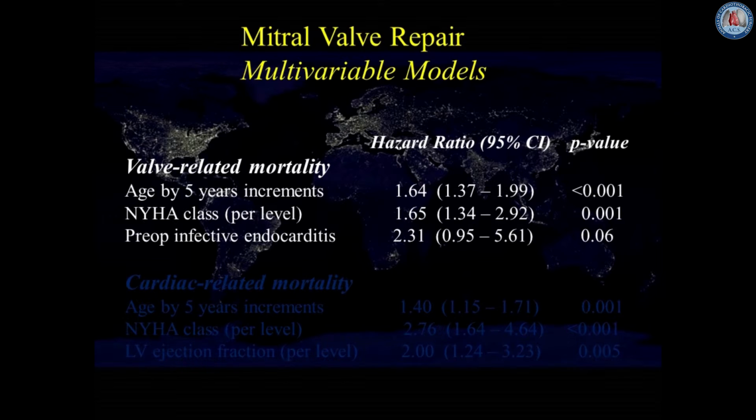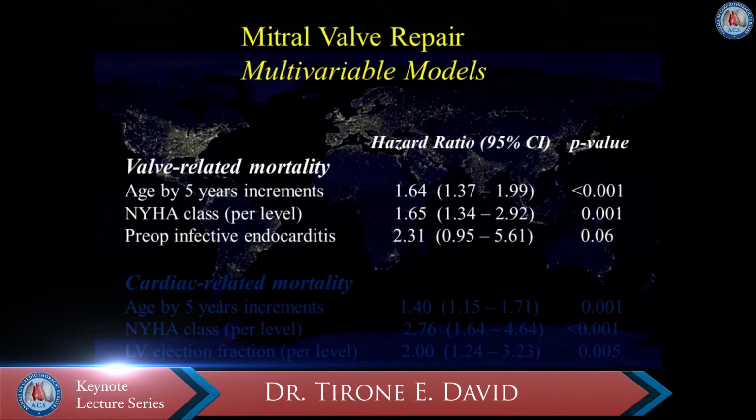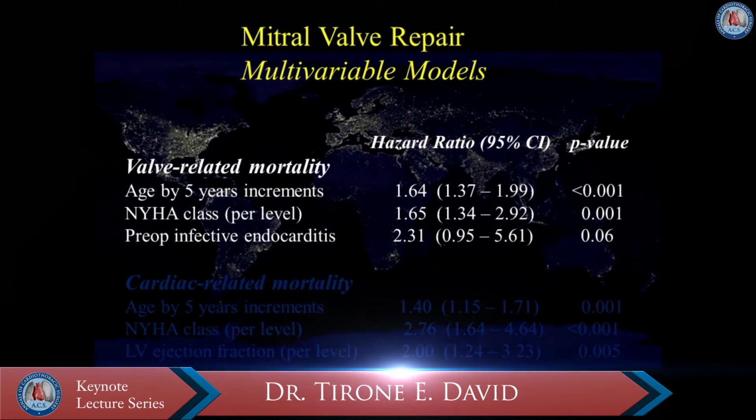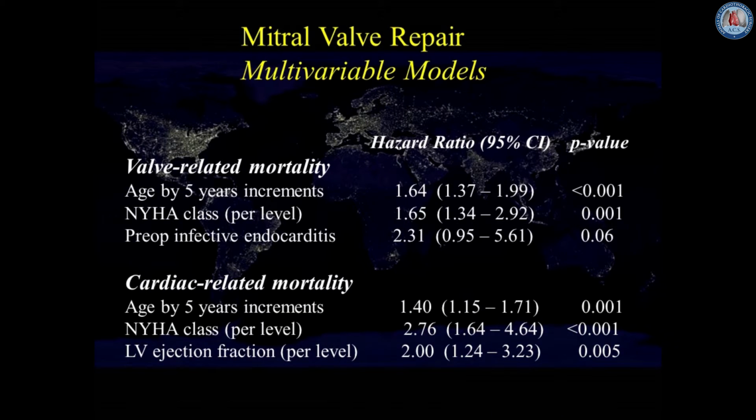The independent predictors of valve-related death were age by 5 years increments, functional class by level, and preoperative infective endocarditis. For cardiac-related mortality, the independent predictors were age, functional class, and left ventricular ejection fraction per level.